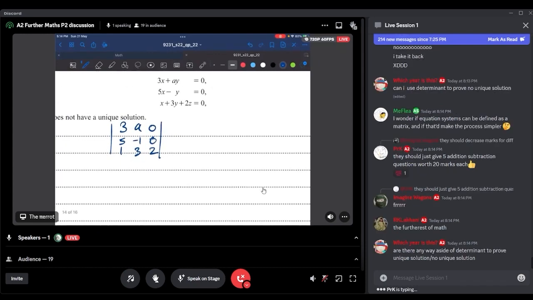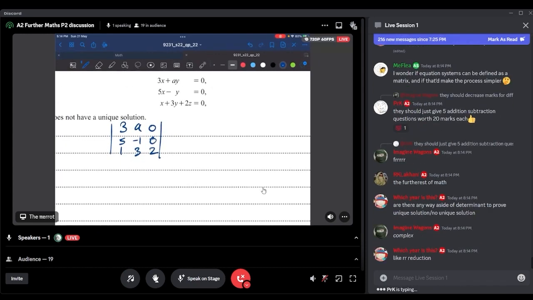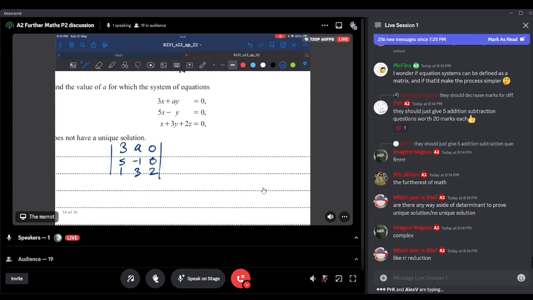Are there any ways aside from the determinant to prove unique or no solution? Just row echelon. Row reduction, yeah. Row reduction. Row echelon form. And then you just find.